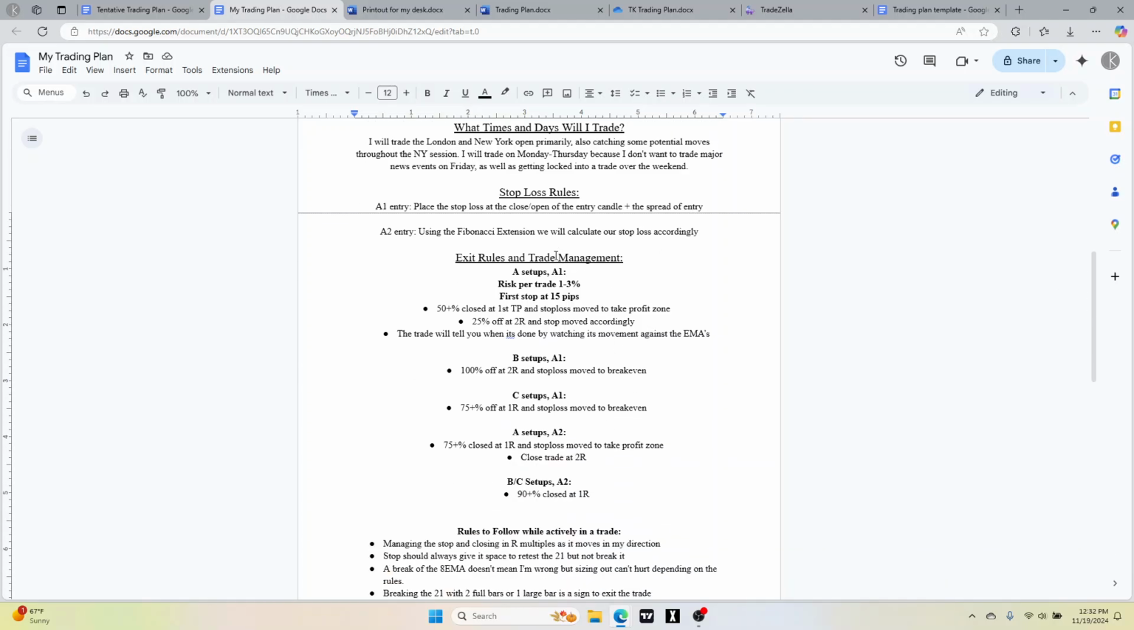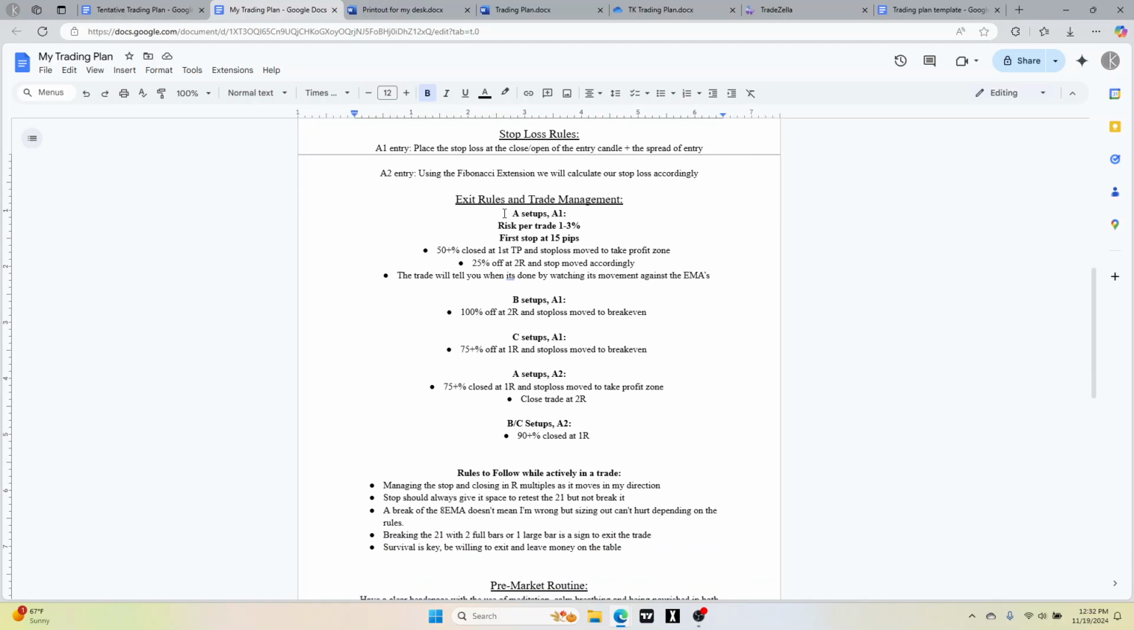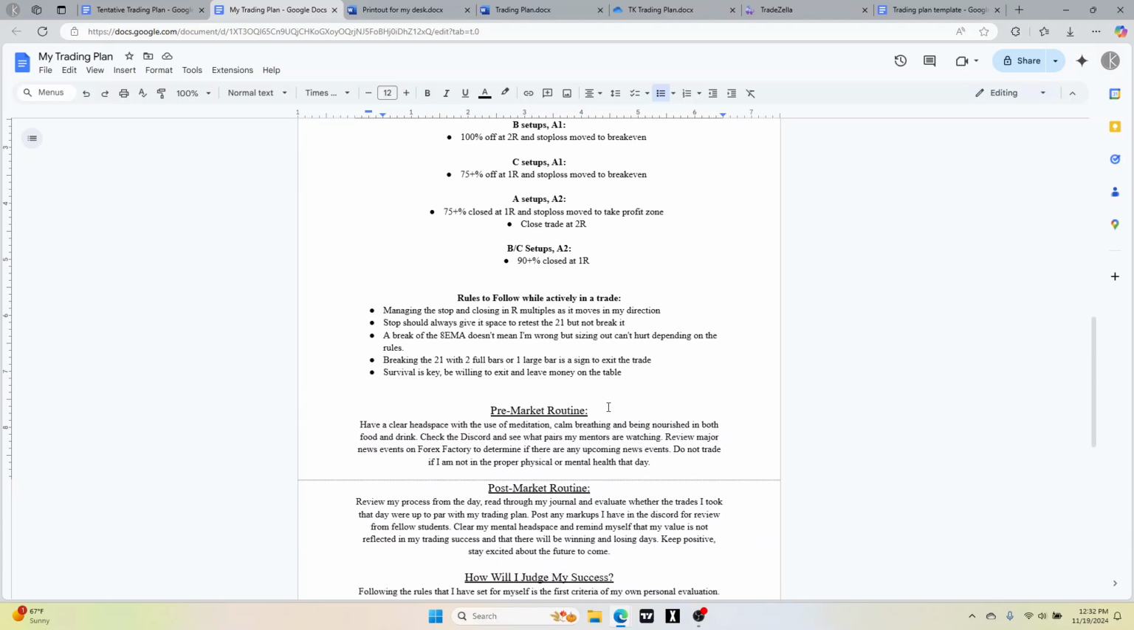Okay. Next, exit rules and trade management. You want to have this stuff really detailed, really write it down. Risk per trade, first stop, how much are you going to close? Are you going full in, full out? Are you taking partials? These are all things you want to be detailed in. And I have A setups, B setups, and C setups that we're going to go over in just a minute, on how I find these setups or grade the setup. So you really want to be detailed.